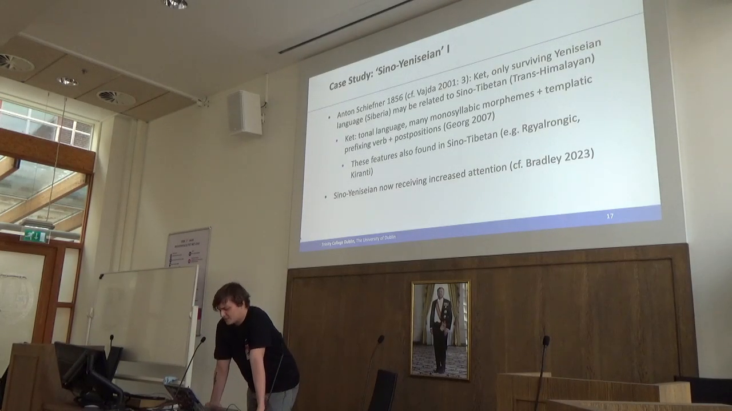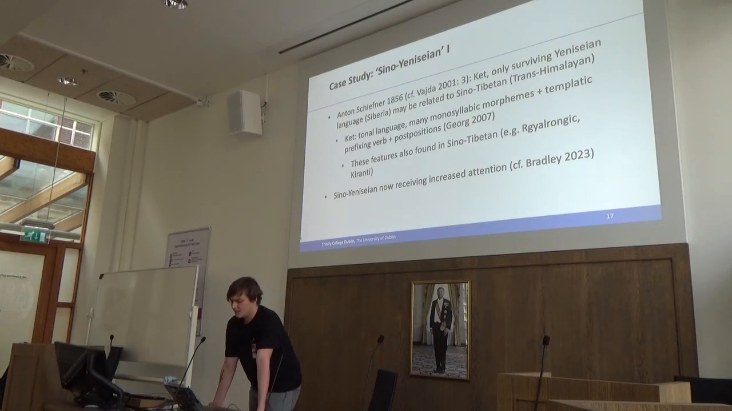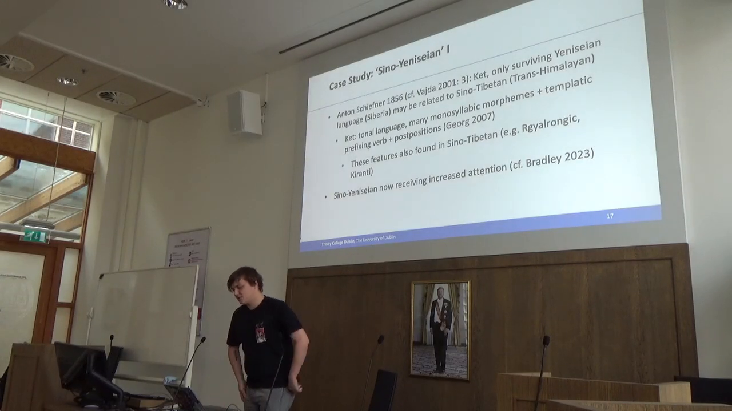So there's a guy named Anton Schiefner, who was an ethnologist of Siberia in 1856. He argued that a language called Ket, which is the only surviving Yeniseian language right now, at this time there were more, might be related to the Sino-Tibetan language family, which includes Burmese, Tibetan, Chinese, and a bunch of other languages. Ket is a tonal language.